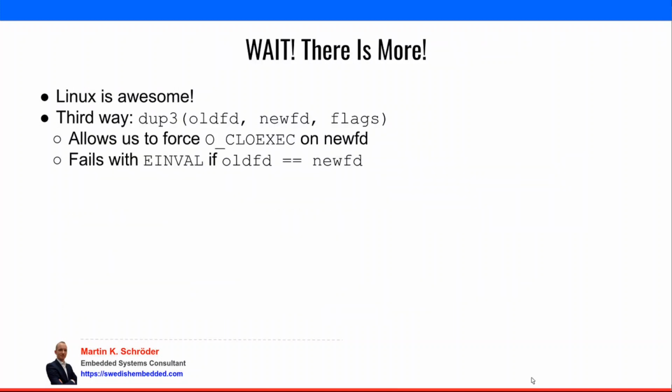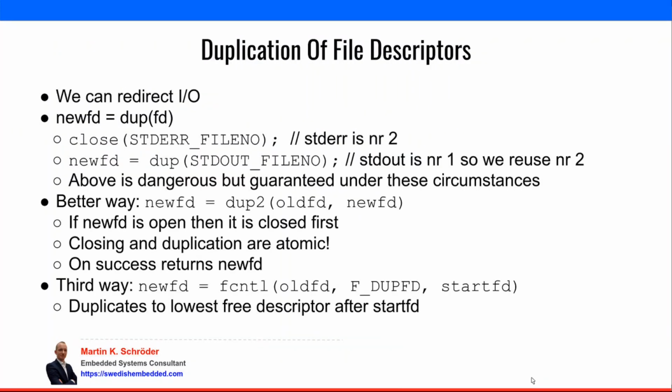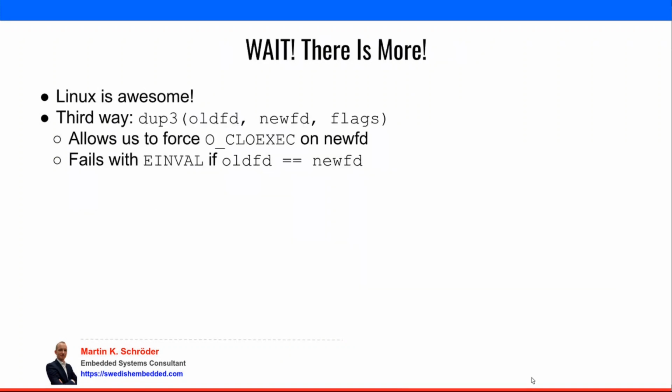But there's more. Wait, this is going to be the fourth way. I wrote that there was a third way, but it's 1, 2, 3, and this is the fourth way. So we have dup3, which is the fourth way of duplicating descriptors. Here we can specify flags for the new descriptor. The only flag we can specify there, which is descriptor specific, not file specific, is the cloexec flag for the new descriptor. This is an atomic way of creating a cloexec descriptor that's going to be closed if we fork and execute another program.